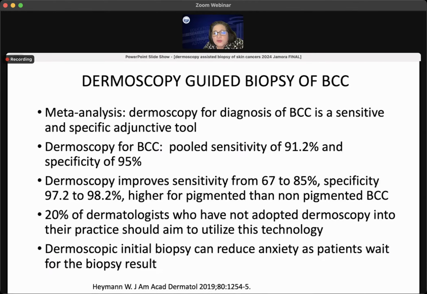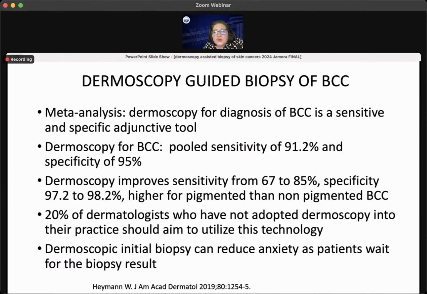And it's usually better for the pigmented type, which is the most common type of basal cell carcinoma in Filipino skin. Now, there are about 20%, I would dare to say 40%, of dermatologists who don't use dermoscopy. And I want to encourage them to use it, because even if you don't feel like an expert, it can still make a big difference.